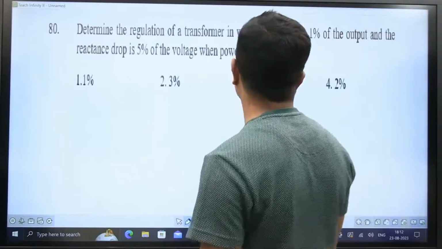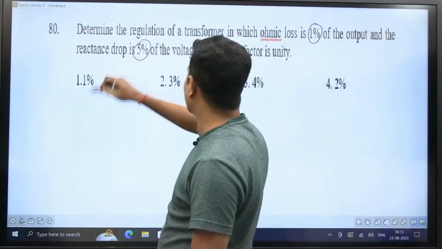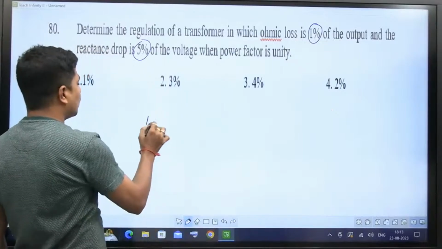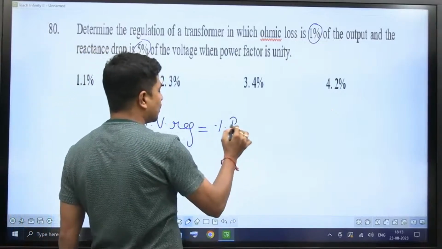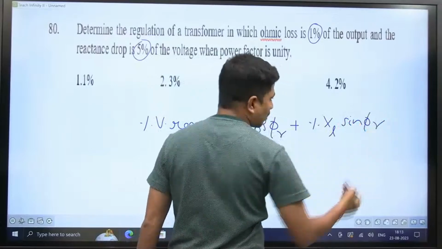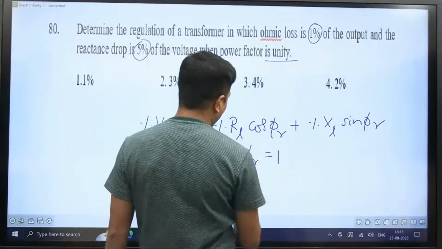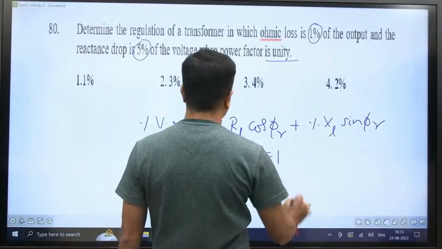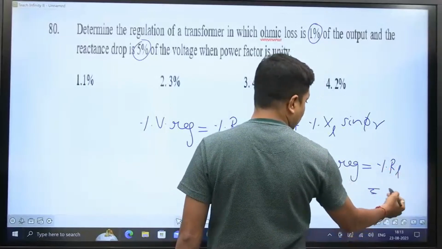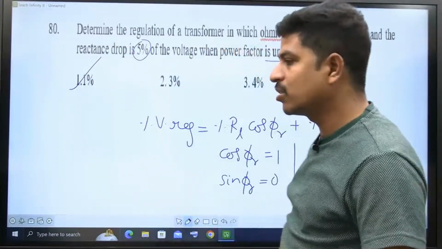Determine the regulation of a transformer in which ohmic loss is 1% of the output, and the percentage reactance drop is 5% of the voltage when the power factor is unity. What is the percentage voltage regulation formula? Percentage voltage regulation is equal to percentage R cos phi r plus percentage X sin phi r, where cos phi r is the power factor. Here cos phi r is equal to 1, because he gave the power factor as unity. Then sin phi r is equal to 0, so percentage voltage regulation is equal to percentage R, which is nothing but percentage ohmic loss, that is equal to 1%. Choice is 1. Very simple. Direct question.